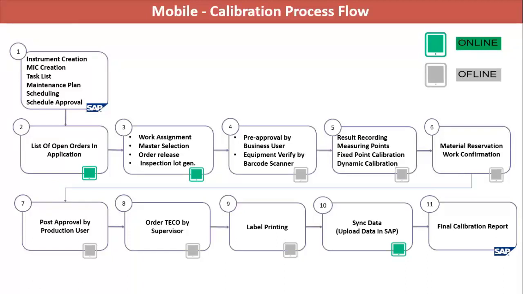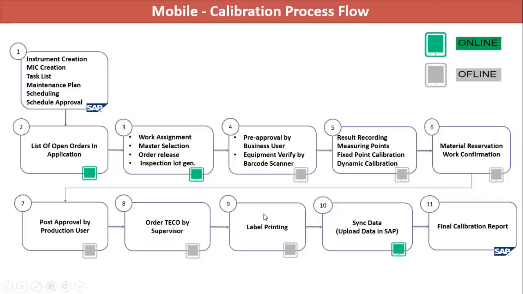Right now the user comes into the engineering area, or wherever the printer is available, prints the label, and then goes again to the production area to stick that label on the instrument. To avoid that, this mobile application is integrated with offline printers like Zebra printers using Bluetooth connectivity. We can design the label format based on your SOP or requirement, and from the printer the user can print the label. This is point number 9.